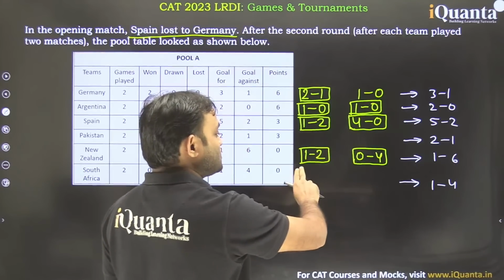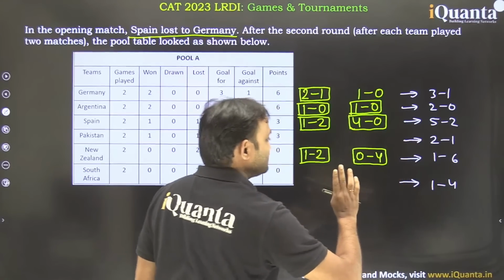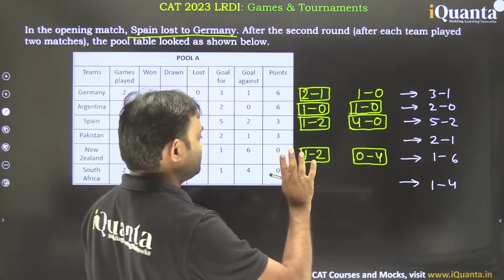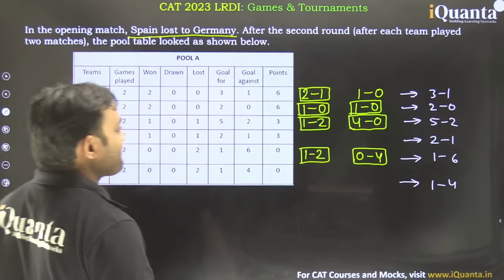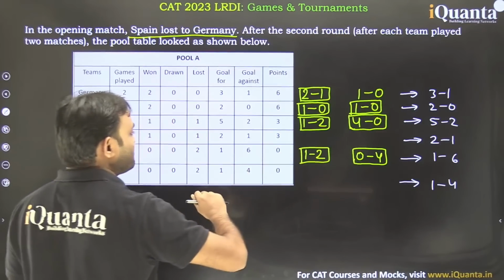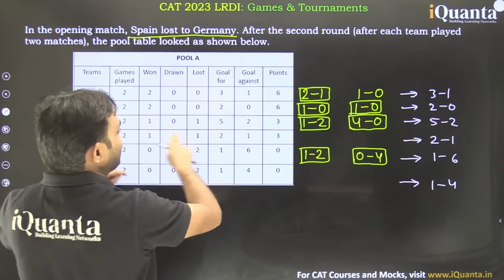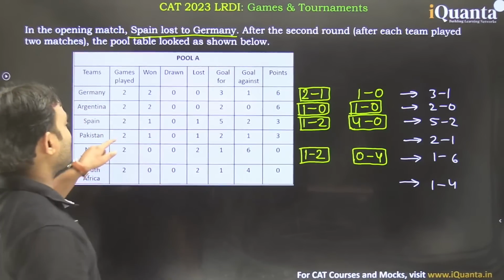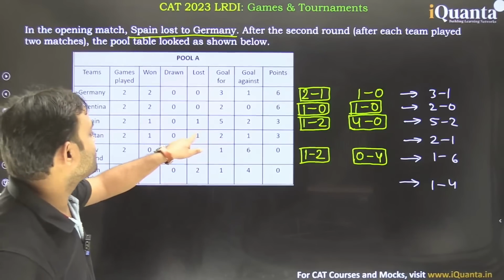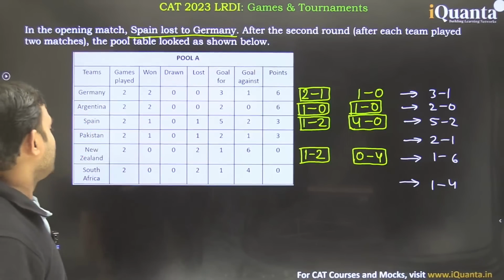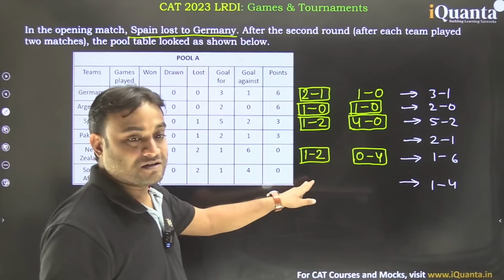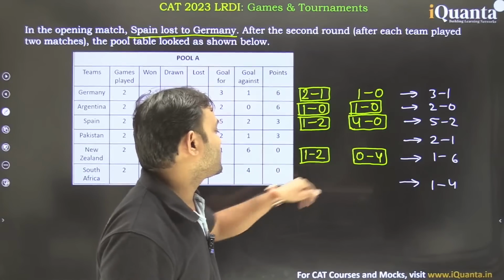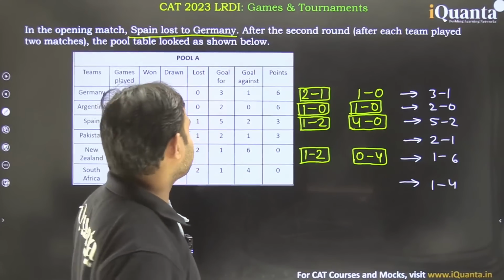So in the other match, the total sum should be 1-6. So New Zealand lost the next match by 1-2. Got it? Now this 1-2 must have been in Pakistan's share, right? 2-1. Pakistan won one match and lost one match. Okay. Now South Africa did not win any matches. Okay. What can we say about this match?